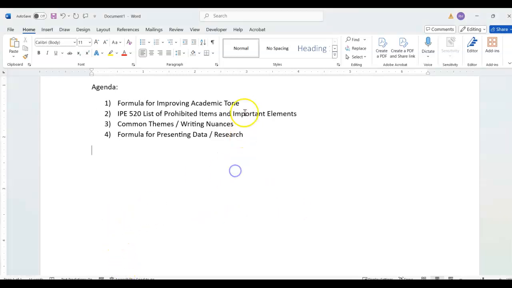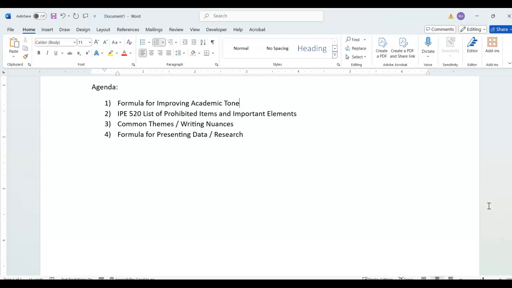All right, so let's start with the formula for improving academic tone. This is my own personal formula, but I invite every single one of you to use it. It's simple. It's a prescriptive 3-step process you can apply to any excerpt of your own writing. I've seen great success with it personally myself, hence the development of the formula.